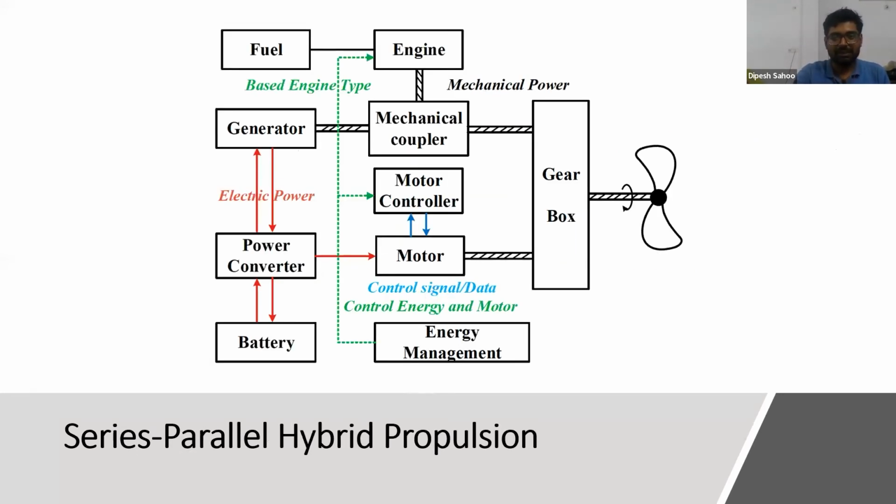Then we have series parallel hybrid. In series parallel hybrid, the architecture is a bit complex. Why? Because you can see the engine is connected to a mechanical coupler, and a generator is connected to the mechanical coupler. The mechanical coupler is connected to the gearbox. Again, there is a motor controller and a motor connected to the gearbox. The generator also recharges the battery and runs the motor. So the engine is in series combination with the motor and also in parallel combination with the motor. The engine is in series combination through this path: engine, generator, power converter.